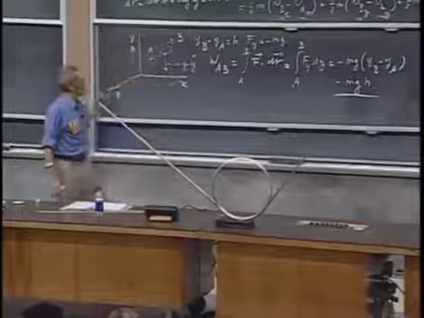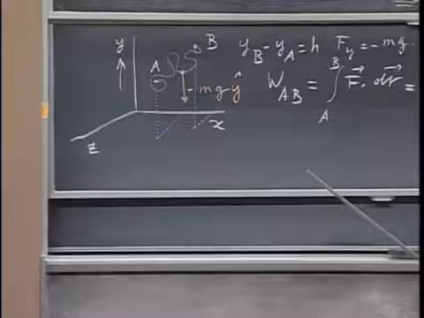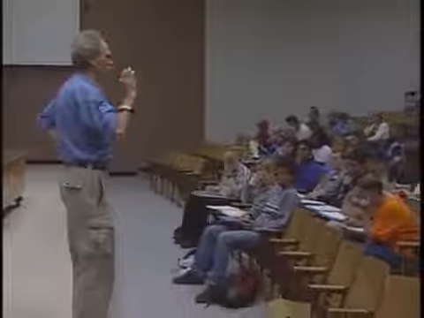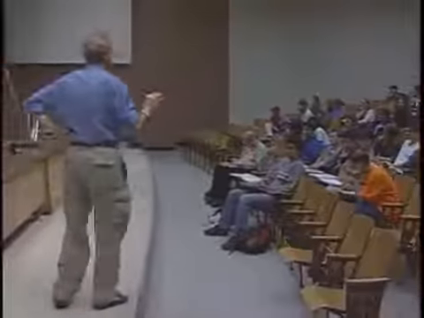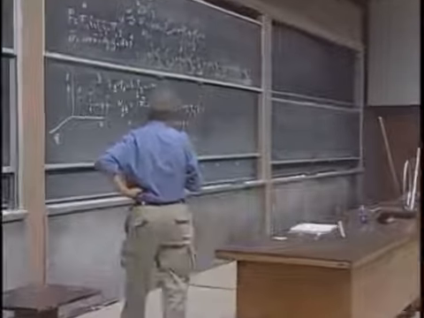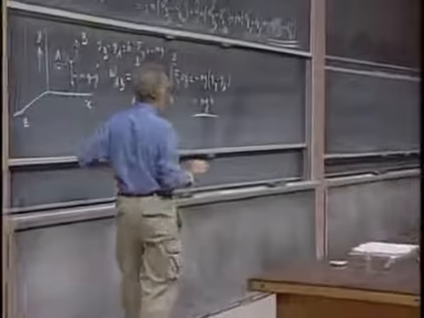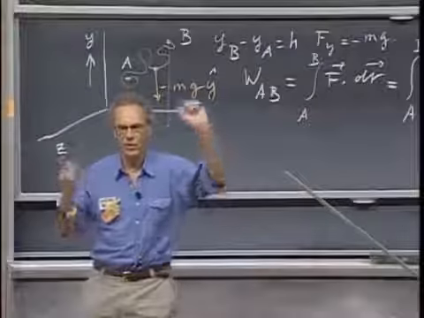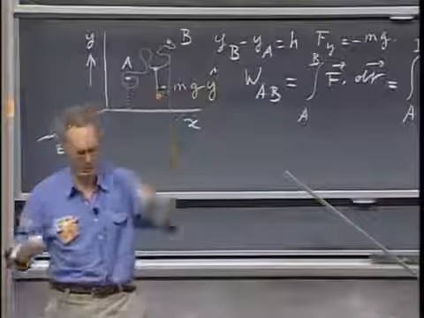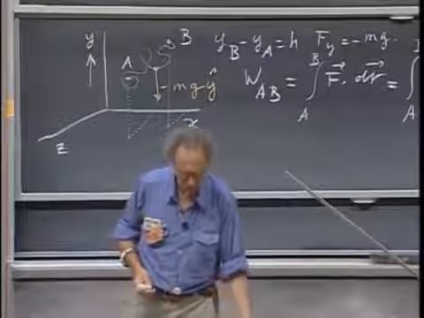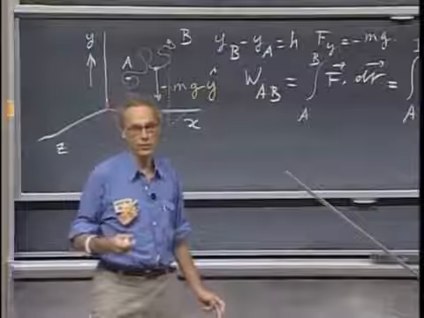Whenever the work that is done by a force is independent of its path, is only determined by the starting point and the end point, that force is called a conservative force. It's a very important concept in physics. I will repeat it. Whenever the work that is done by a force in going from one point to another is independent of the path, it's only determined by the starting point and the end point, we call that a conservative force. Gravity is a conservative force. It's very clear.